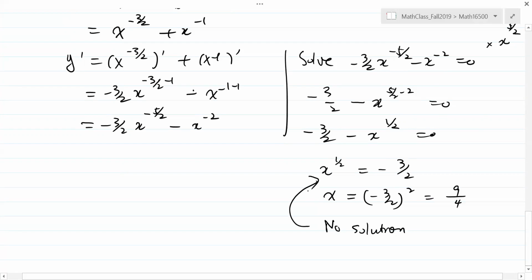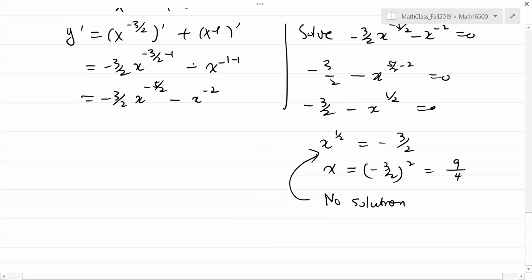Why? Because square root of x can never be negative. Obvious, right? Square root of x cannot be negative, so it cannot be negative 3 over 2. Okay? So no solution to the original equation.